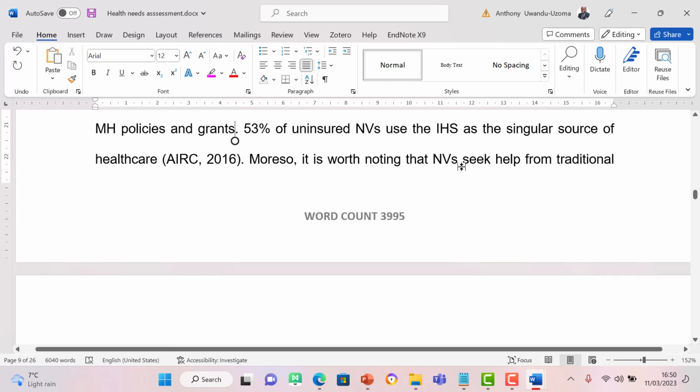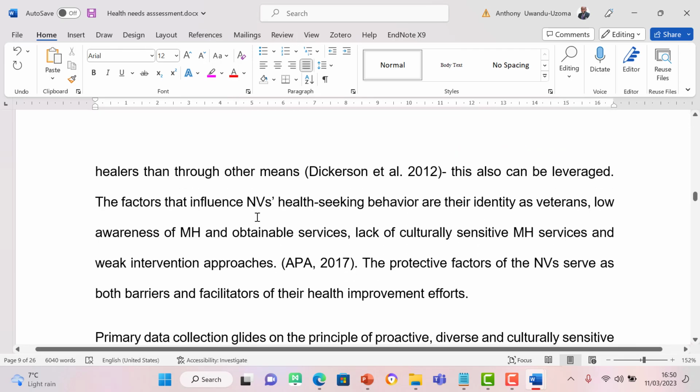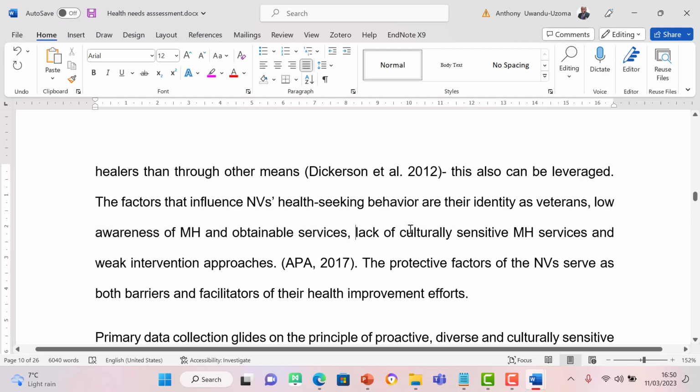It is worth noting that NVs seek help from traditional healers through other means. Okay, and then the factors that influence their health seeking behavior are what? Low awareness of mental health and obtainable services, and then lack of cultural mental health services, and then weak intervention approach. Remember, this is a problem.